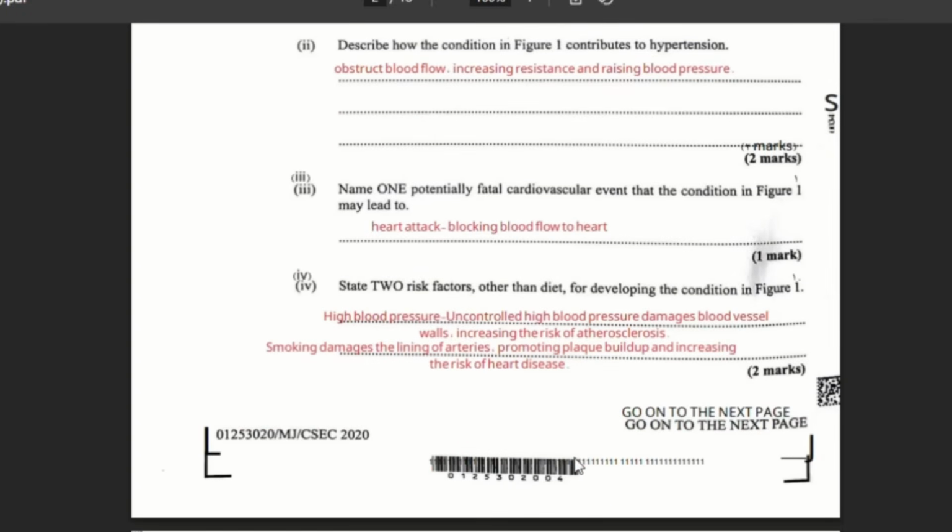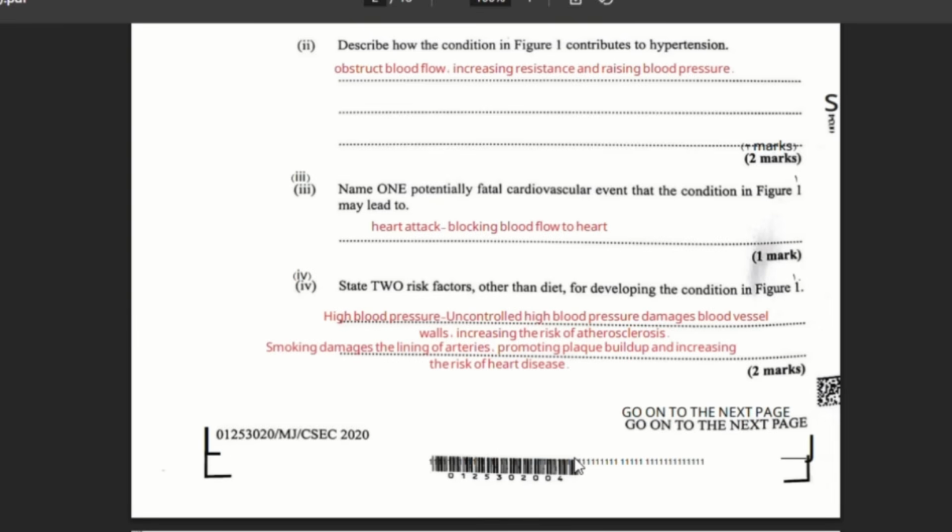Then the next question states, state two factors other than diet for developing the condition in figure 1. The reason they say other than diet is because we know that if your cholesterol levels are high, it can build up and start to block within the blood vessels. So that is why they scrapped diet completely. We cannot mention anything about cholesterol or any fatty food.